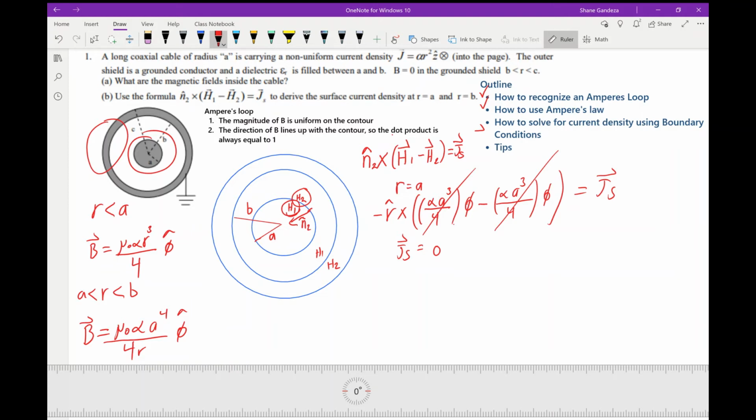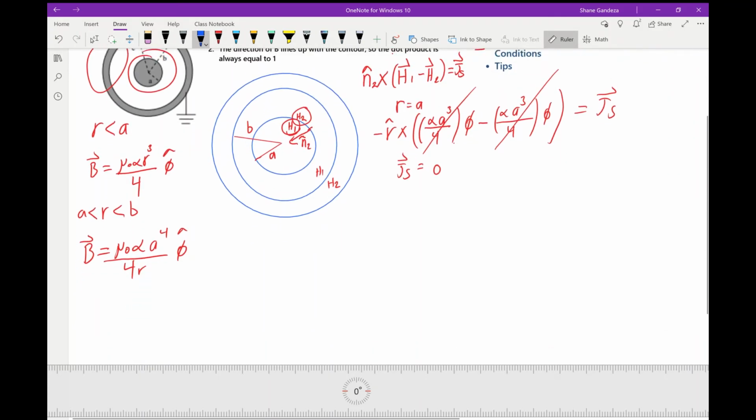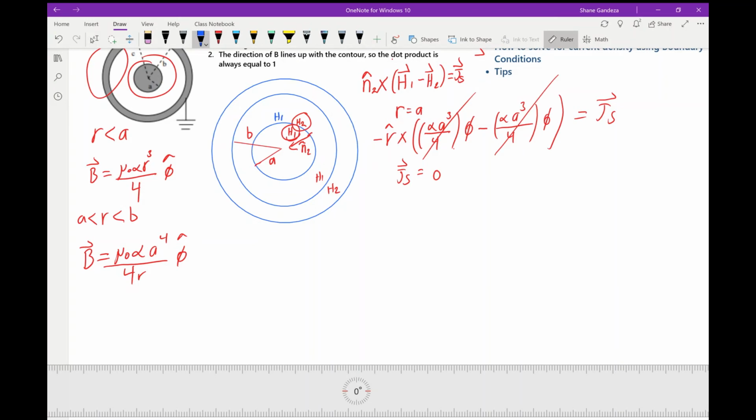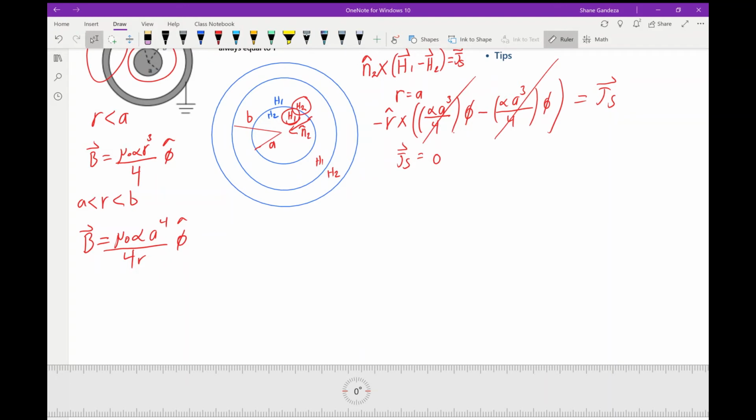Okay, so what if we switch that around and our H1 was the outer ring? I'm going to do this portion in blue so we can see. We'll make some room. So let's say this one is H1 and this is H2. Well, we can see here that what changes is that instead of our normal unit vector being negative r hat, it's going to be positive r hat since it's going outwards, because remember, n2 is going from the second medium into the first.